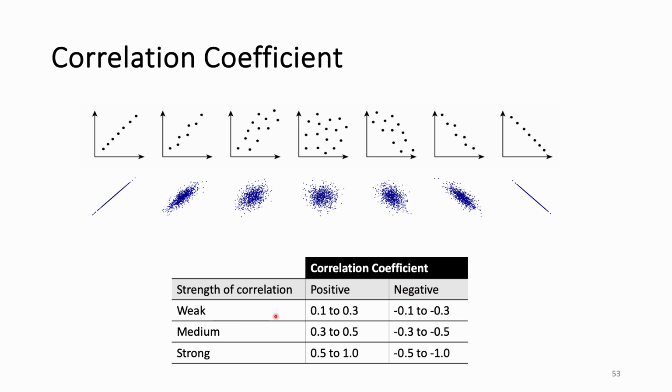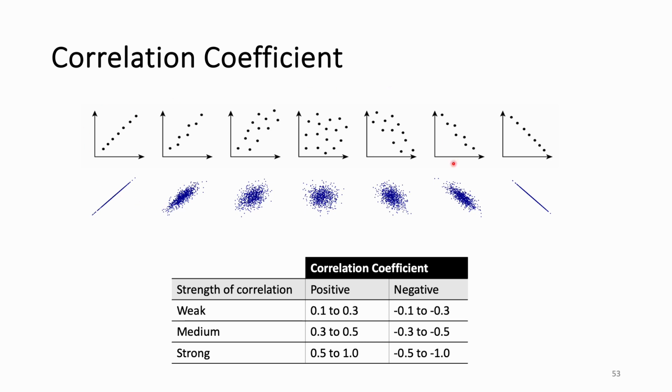For a weak correlation, we have a coefficient value between 0.1 and 0.3. If we have a coefficient between 0.3 and 0.5, we have a medium correlation. And if we have a coefficient of 0.5 to 1, we have a strong correlation. Actually, 1 represents a perfect positive correlation, and -1 represents a perfect negative correlation.